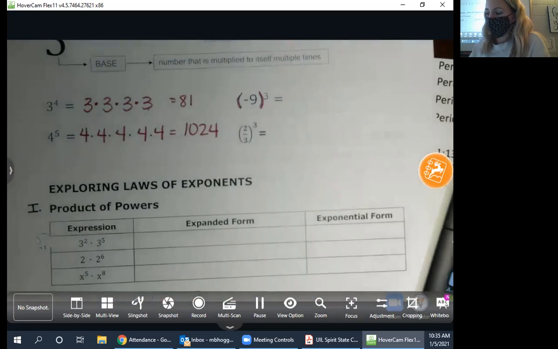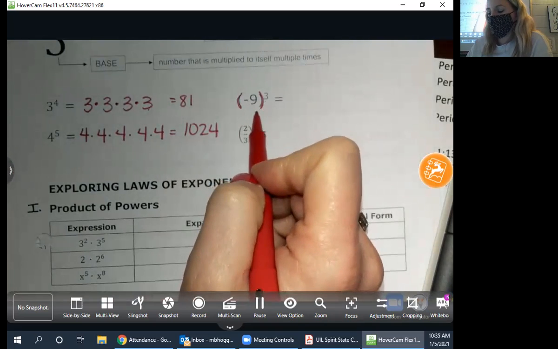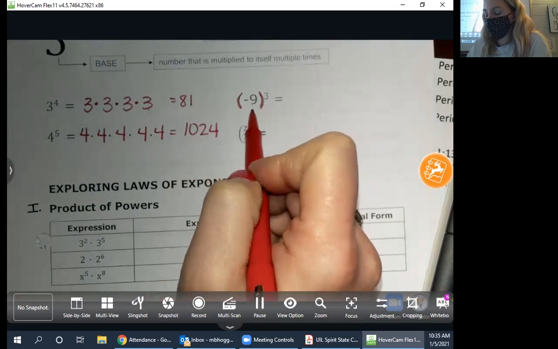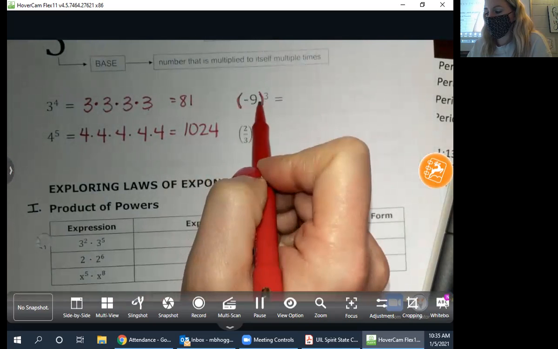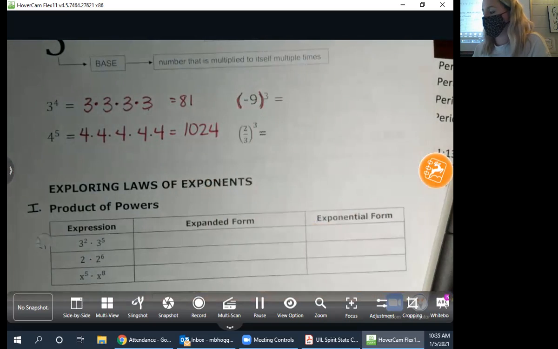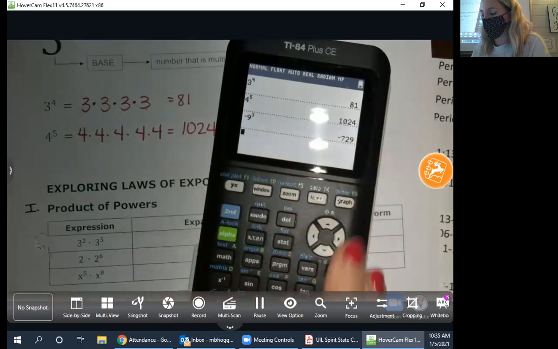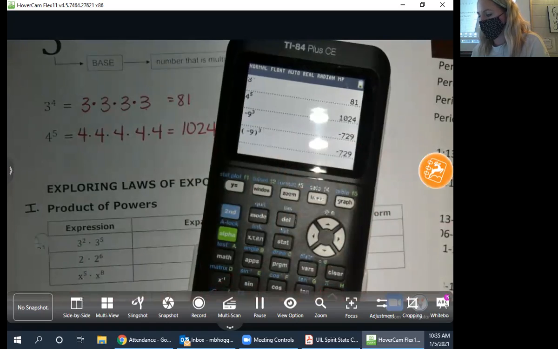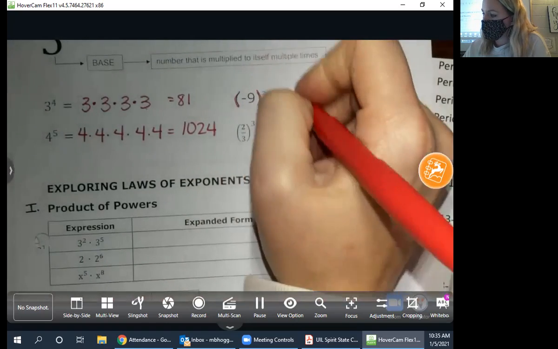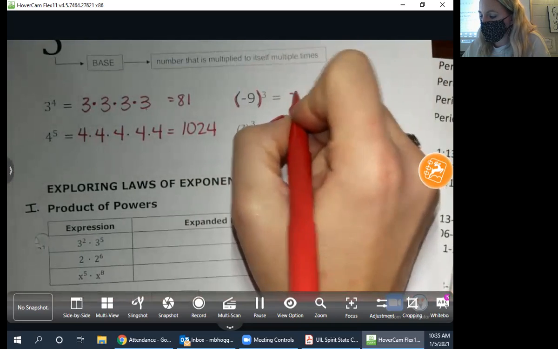Okay. All right. So here's the deal. In this unit, when you're using the calculator, if it has parentheses, go ahead and put the parentheses in the calculator. For this today, it's not going to matter. You could see that if you did a regular -9 to the third power, it would get the same answer as if you did parentheses -9 parentheses to the third power. But when we go to dividing exponents, it's going to make a difference.